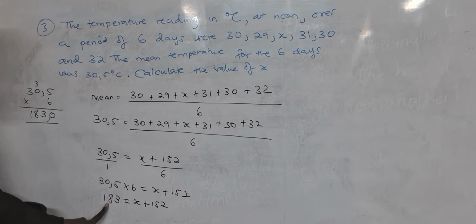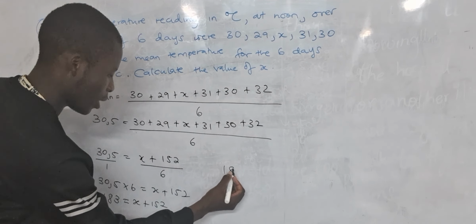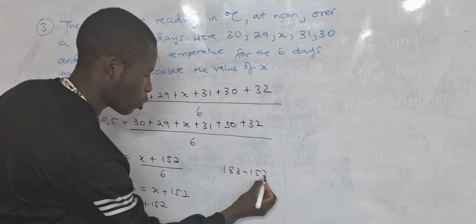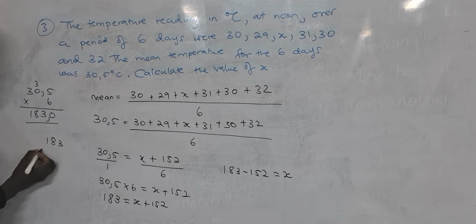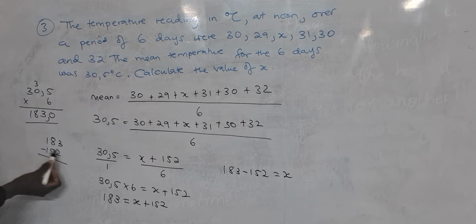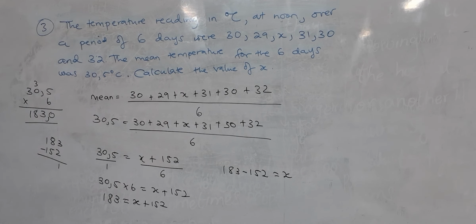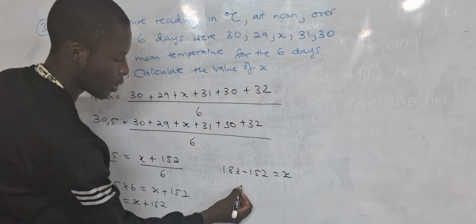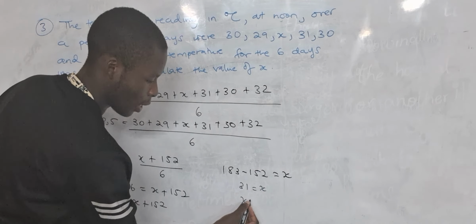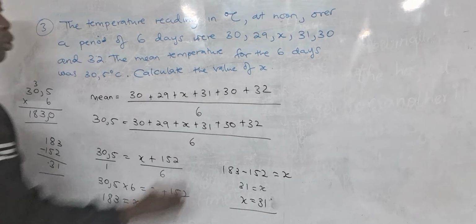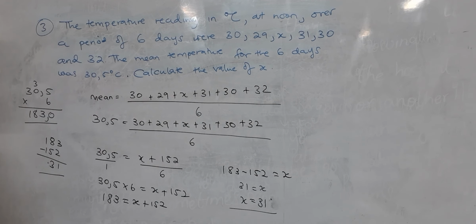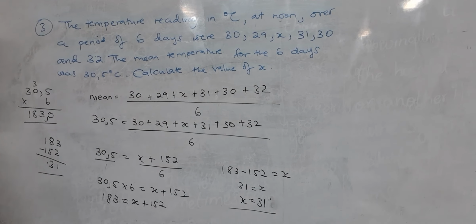Now you bring 152 to this side. So 183 minus 152 is equal to x. You're supposed to subtract this thing. 183 minus 152. What is the answer? 3 subtract 2, the answer is 1. 8 subtract 5, the answer is 3. 1 subtract 1 is 0. So 31 is equal to x. x is equal to 31. This is the value of x. x is equal to 31 degrees Celsius. Okay. Let's move on to question number 4.